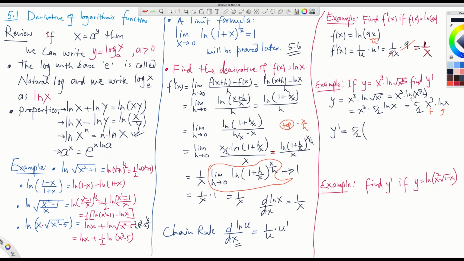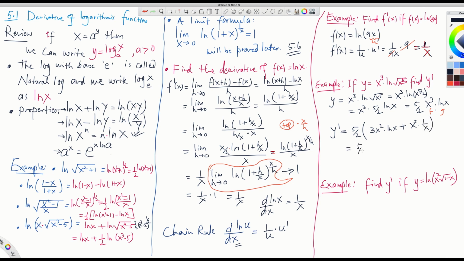Now, how much is this? This is f times g, right? What is the derivative of f times g? It is f prime times g plus f times g prime. F prime is 3x squared times g, which is natural log of x, plus f times g prime. X cubed times, what is g prime? 1 over x.